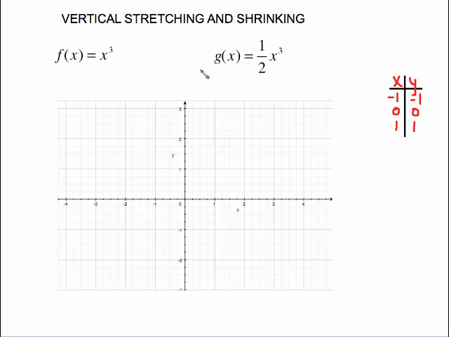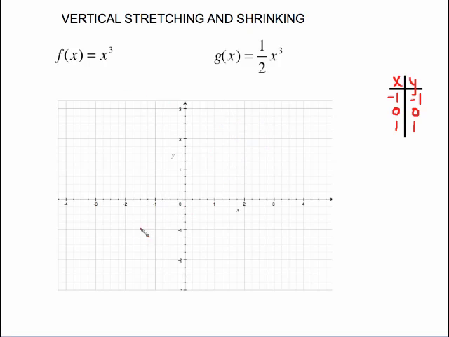This video will show you how to do vertical stretching and shrinking. So we need to take this function, f of x equals x cubed, and derive this transformation. Well, before we can ever get to the transformation, we have to know what f of x equals x cubed looks like. Keep talking about the fact that you need to memorize.